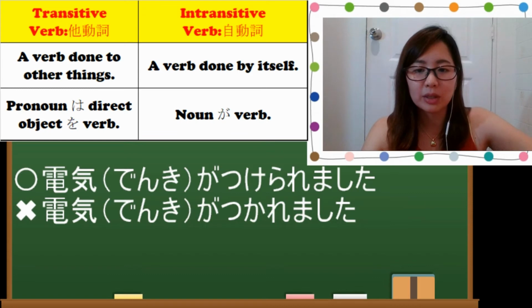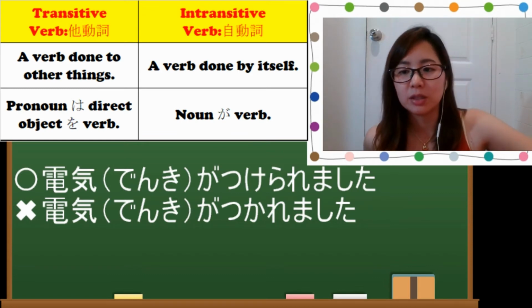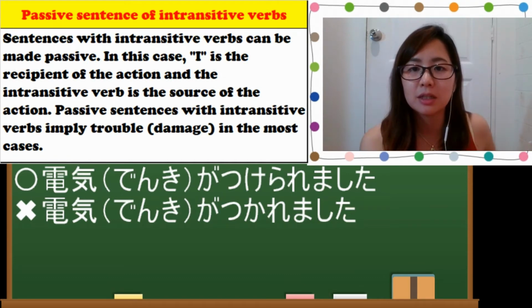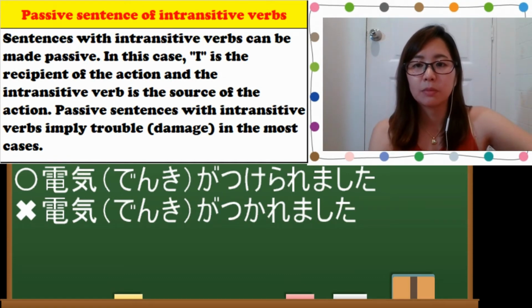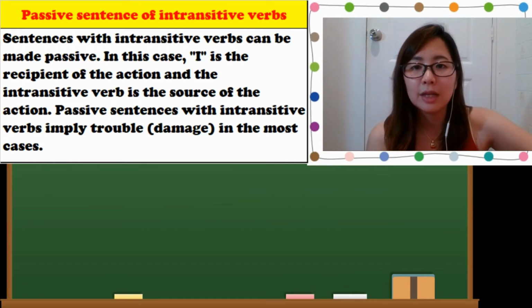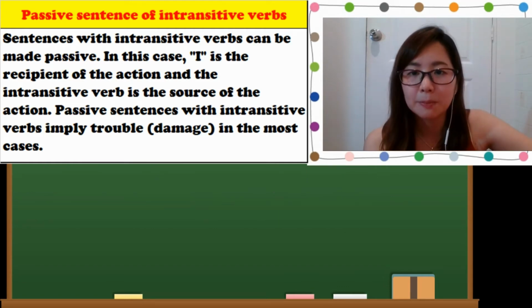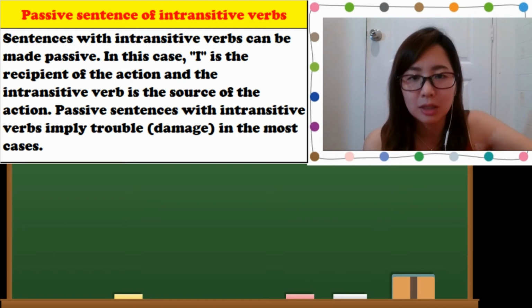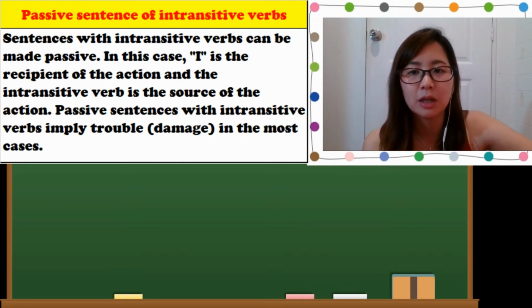So when can we use intransitive in passive? So, passive sentences of intransitive verbs. Sentences with intransitive verbs can be made passive. In this case, I is the recipient of the action and the intransitive verb is the source of the action. Passive sentences with intransitive verbs imply trouble or damage in most cases.